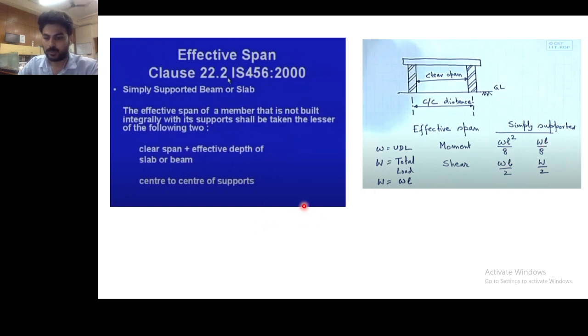So let's move forward. In this lecture we will first study a little bit of theory behind the design of slabs, and then different types of slabs, and then we will solve one example problem.